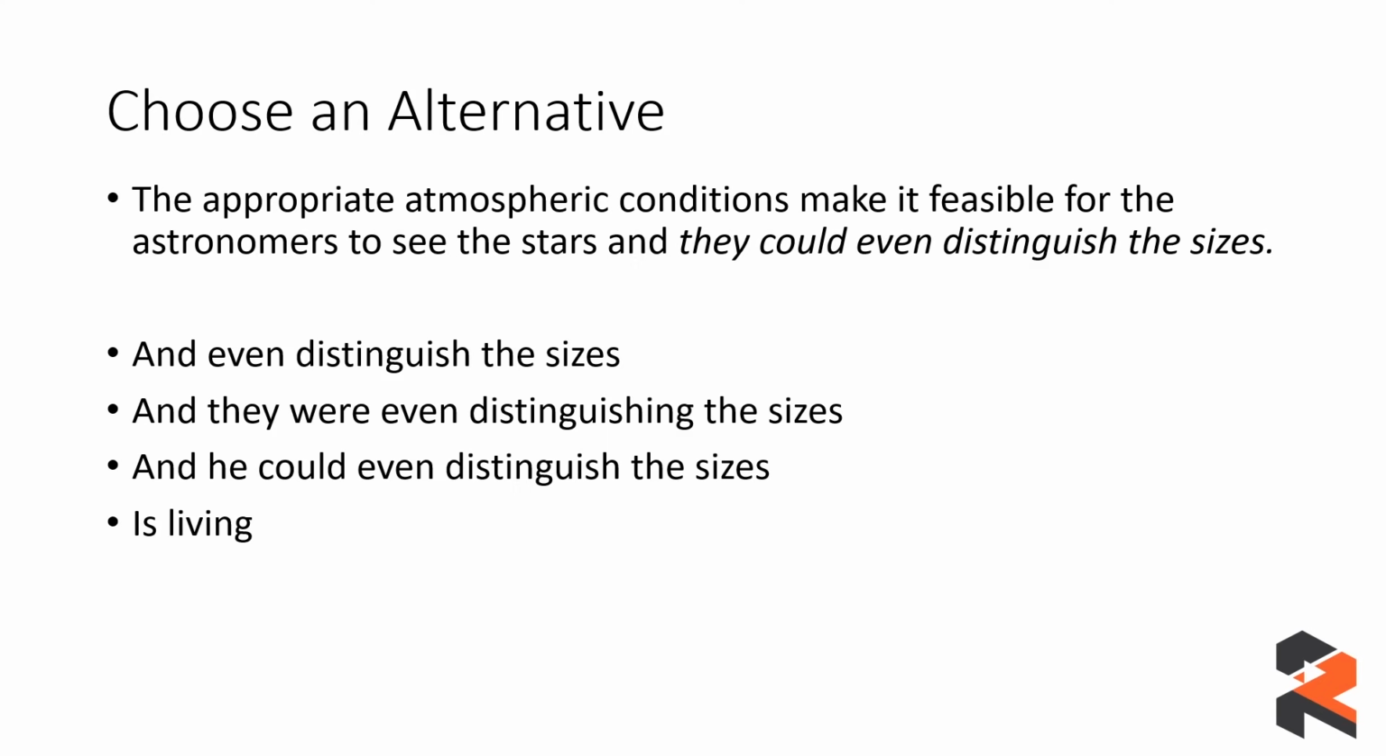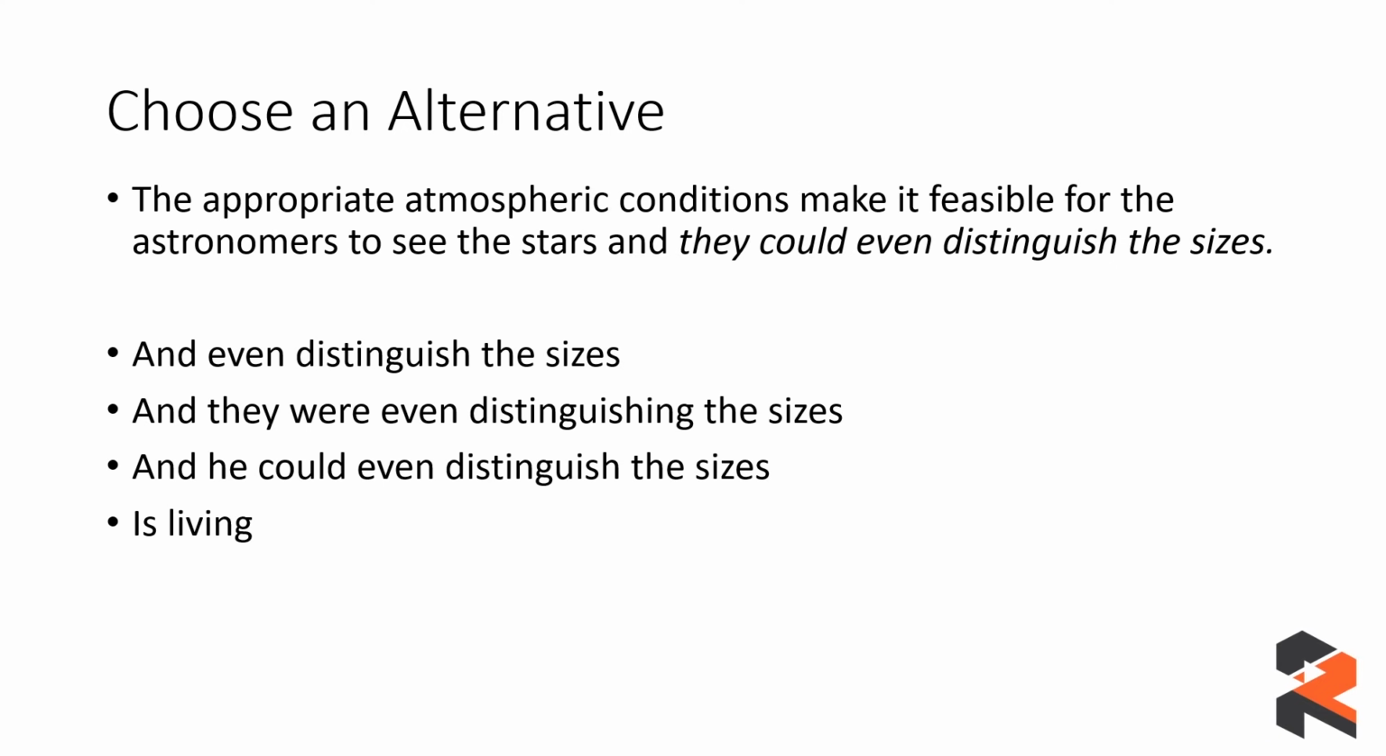And even distinguish the sizes, then they were even distinguishing the sizes, and he could even distinguish the sizes, and is living. So you know that is living is not going to be the option in this case. That is the wrong one. That cannot be the one which we are looking at. Then we have and he could even distinguish the sizes. So if you look at the statement, it does not speak of a singular person, because it says astronomers, so we cannot directly say he could because the number of astronomers is not specified. So obviously it should be they could in that case.